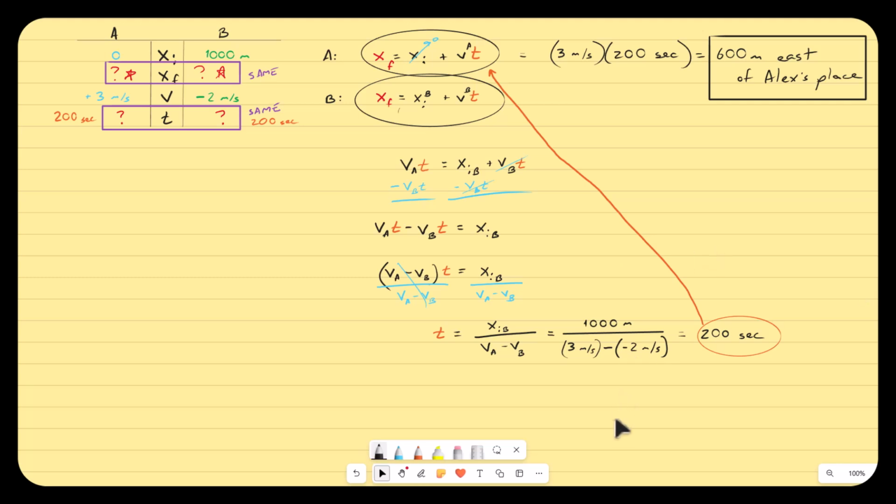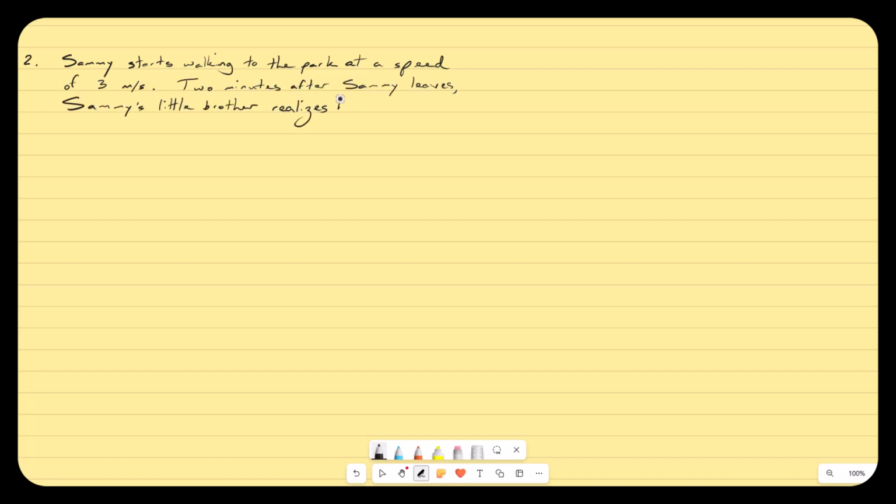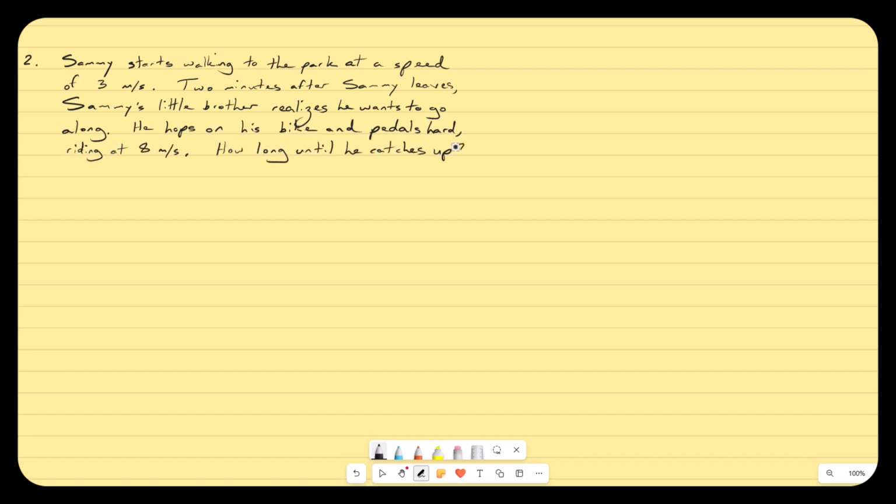I want to give you one more. I'll write it out first. Sammy starts walking to the park at a speed of 3 meters per second. 2 minutes after Sammy leaves, Sammy's little brother realizes he wants to go along. So he hops on his bike and he pedals hard and he rides at 8 meters per second. How long until he catches up?